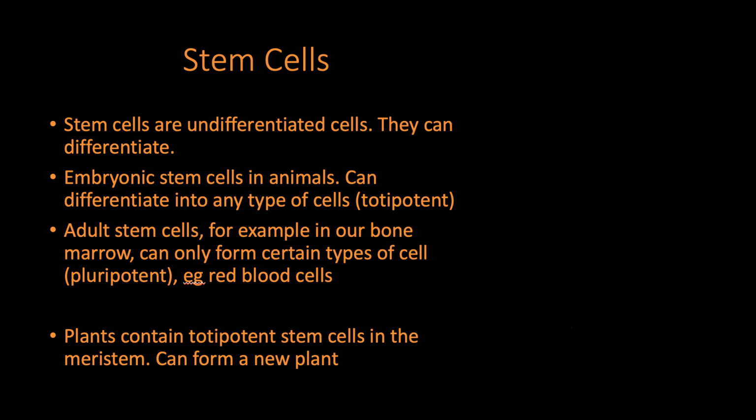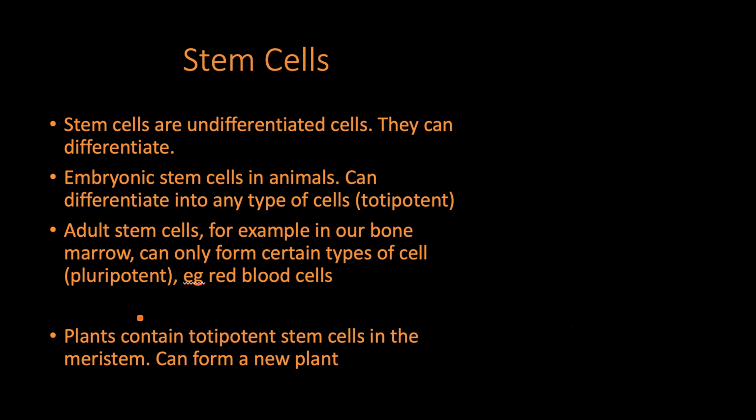Okay, stem cells. So stem cells are undifferentiated. They can differentiate into specialized cells. We've spoken about those already. Embryonic stem cells in animals can differentiate into anything, right? They're what we call totipotent. Okay, adult stem cells, which we also have in our bone marrow, for example, they can only differentiate into certain types of cells, and so they're not called totipotent, they're called pluripotent, right? Adult stem cells, like in your bone marrow, can differentiate into blood cells, right? They can form red blood cells, they can form white blood cells, but they can't form things like nerve cells or muscle cells, right? So that means they're not as good, if you like.